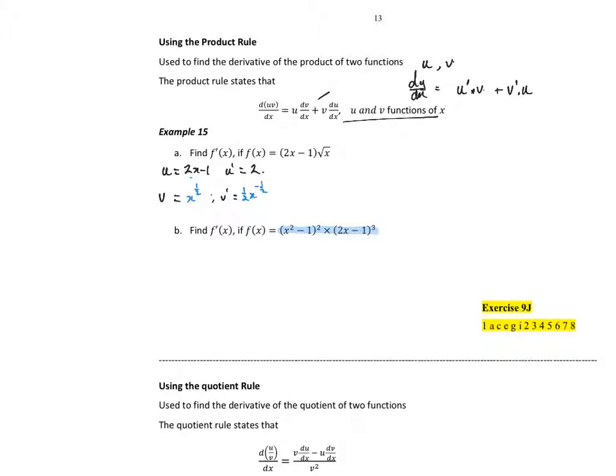my f dashed of x is equal to the derivative of the first, so we'll call that u. So u dash, 2, times the second function. The second function is simply just x to the half, plus the derivative of the second function, which is a half x to the minus a half, times the first function, which is 2x minus 1.